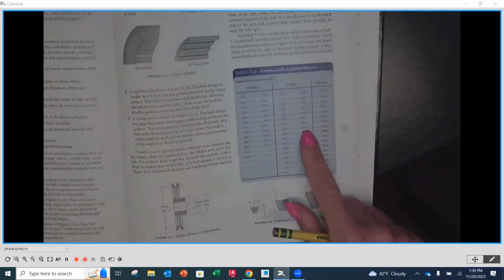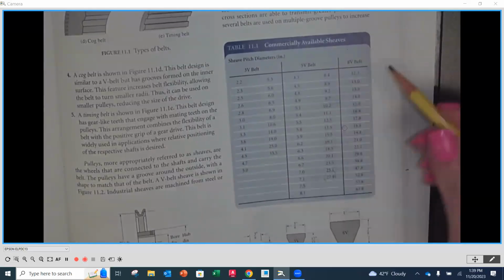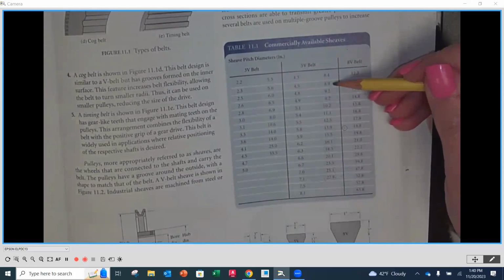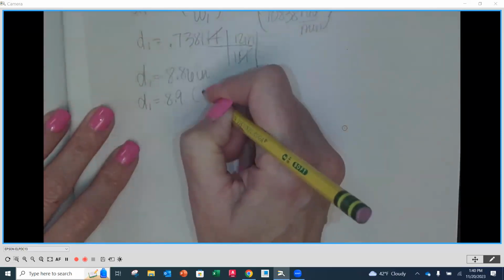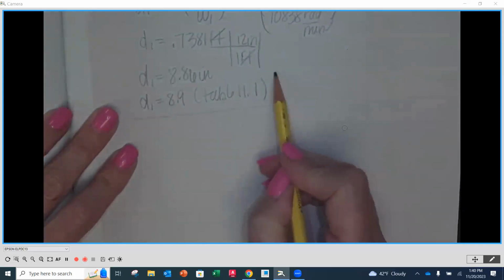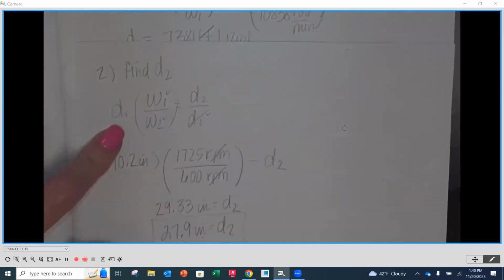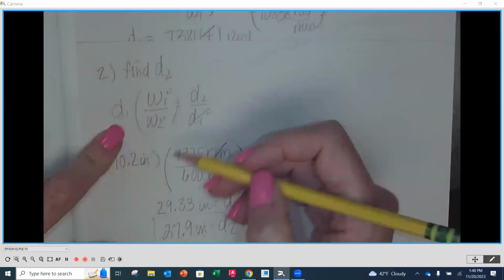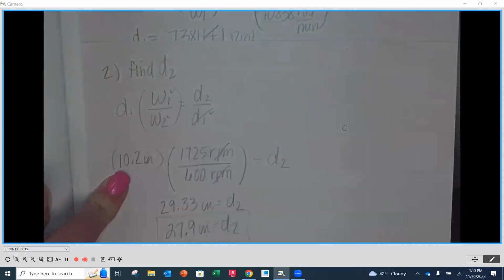So when we go up here, you're going to notice that we were here before. We can go all the way up to 8.9, right? So that's what we're going to do. D1 is going to be equal to 8.9, and that's from table 11.1. Okay, so we're going to pick that one. Then we're going to redo step number 3. If we turn over our previous page, we want to find our D2 this time. So we rearrange this equation, right? D2 was equal to D1 times W1 over W2.